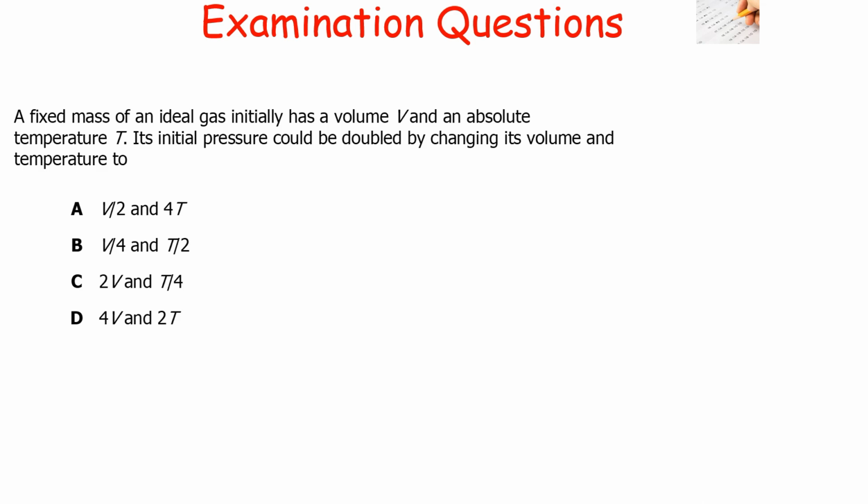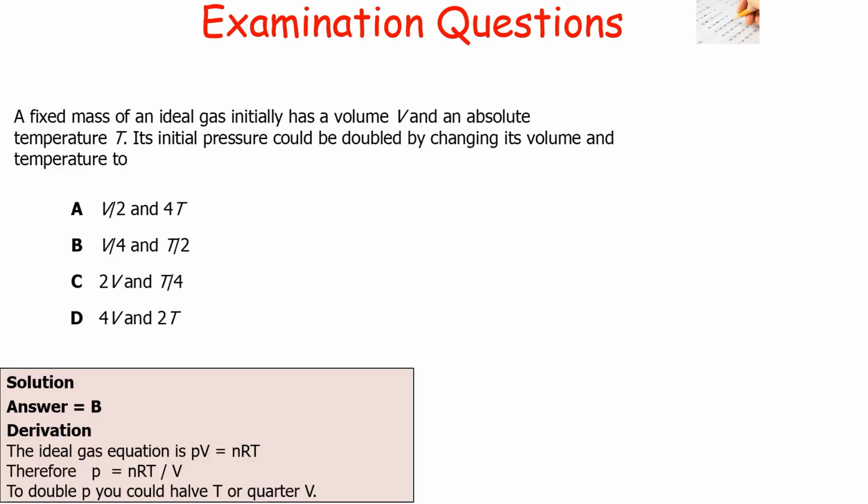Well, our answer here is going to be B, because the ideal gas equation is PV equals nRT, so therefore P equals nRT over V. So to double P, you could either half T from the question, or you could quarter V, and then you would work it through like that, so our answer would therefore be B.